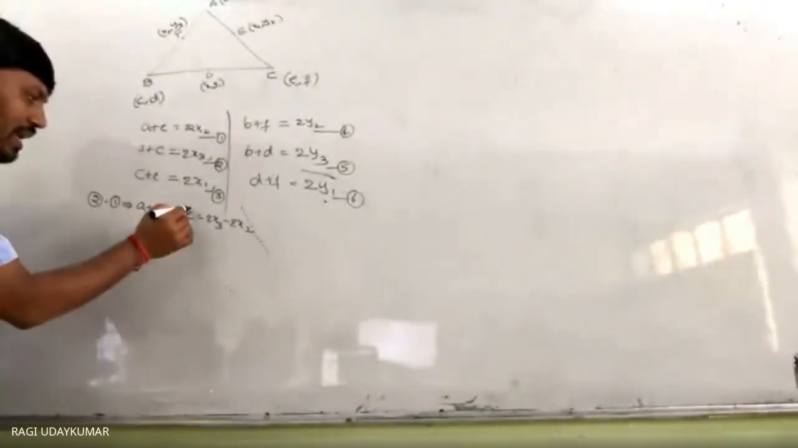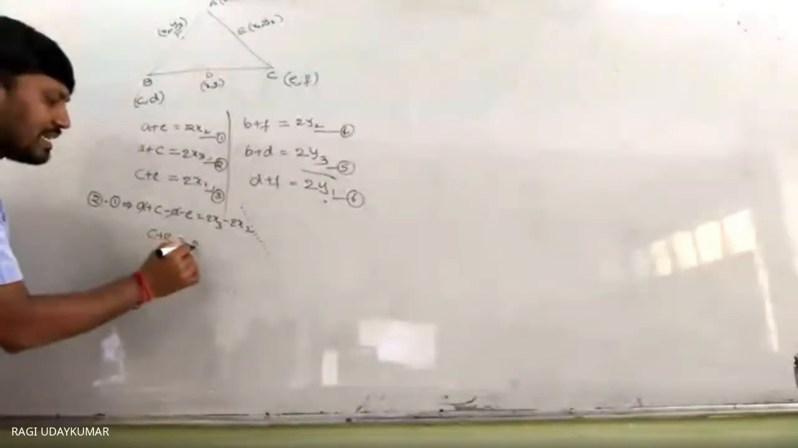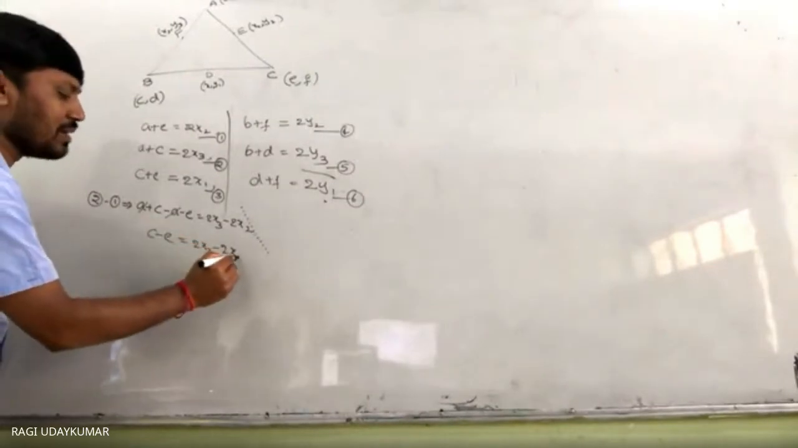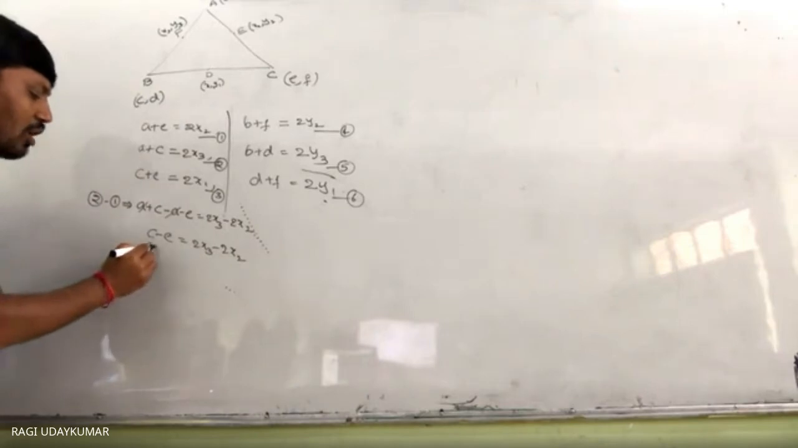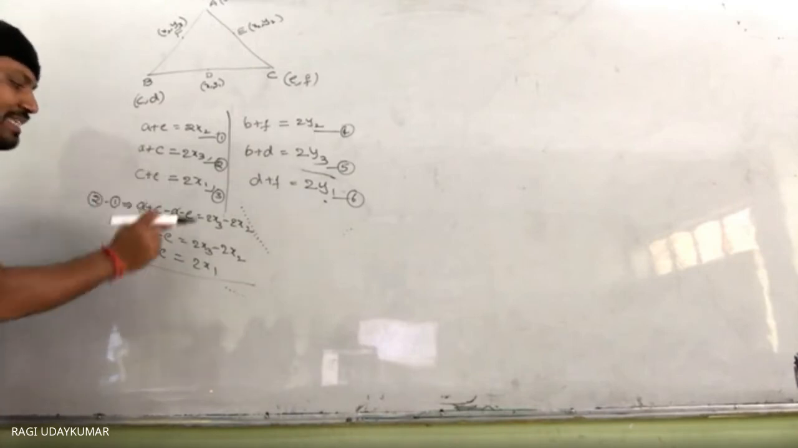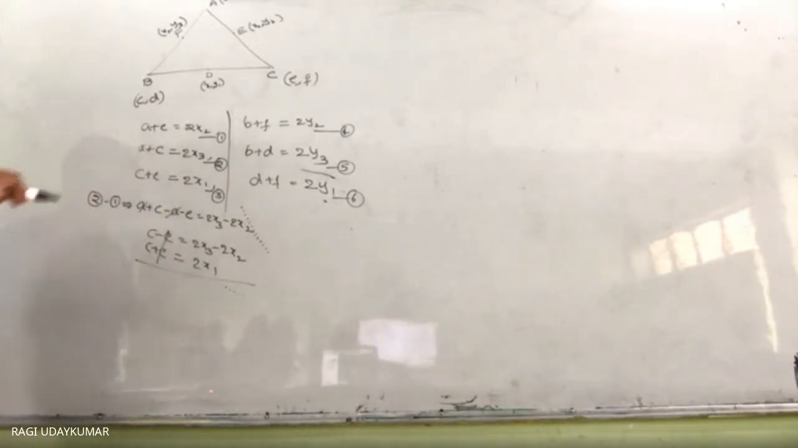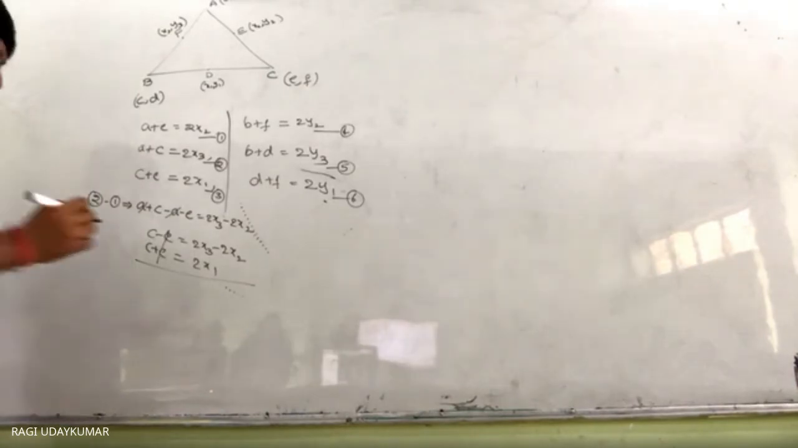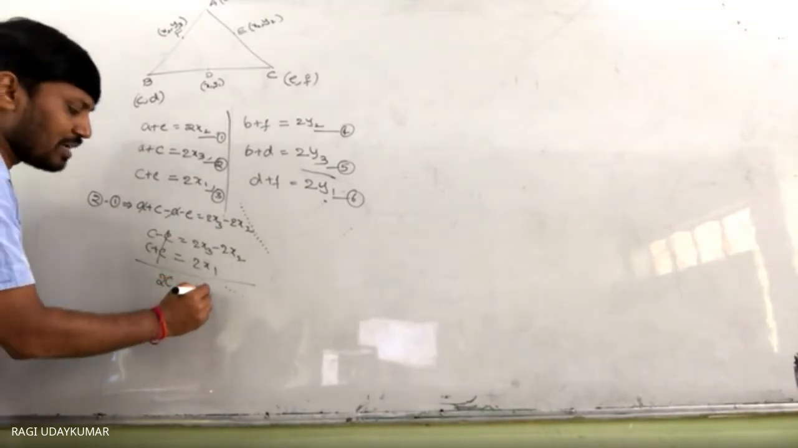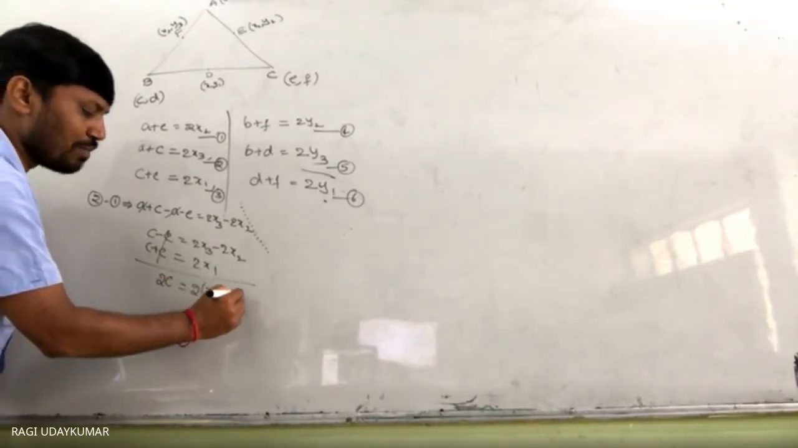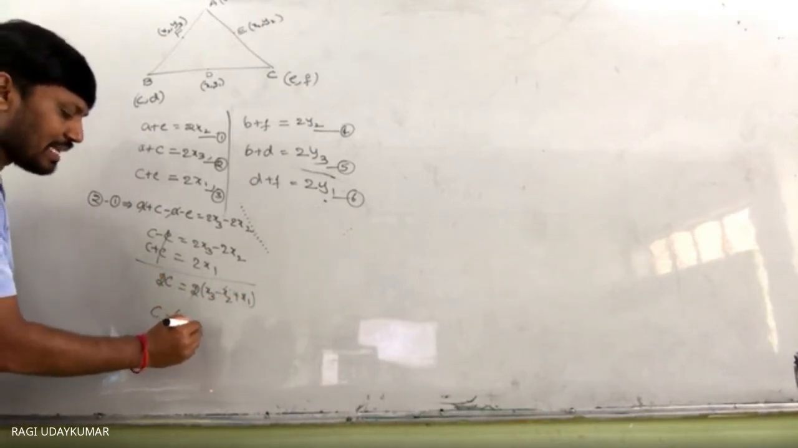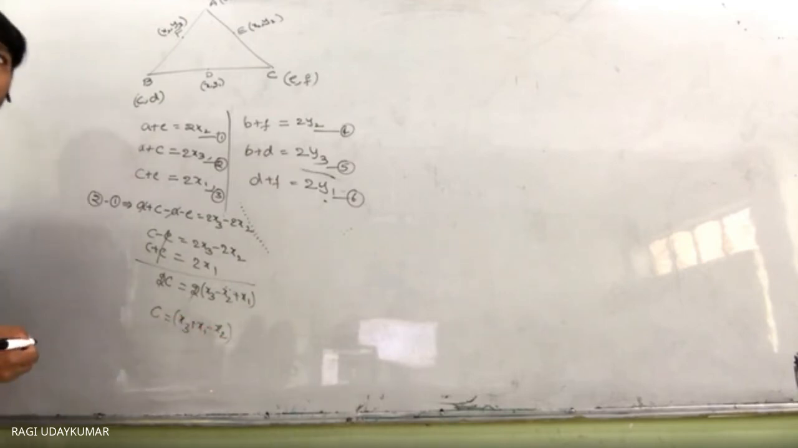Isn't it? So now here A will get cancelled. We are going to get C minus E is equal to 2x3 minus 2x2. And C plus E we already have, C plus E is equal to 2x1. Add both, and we get a linear equation in one variable. So from this you are going to get 2C is equal to 2 times x3 minus x2 plus x1. Now 2 will get cancelled. C is equal to x3 plus x1 minus x2. C has come.